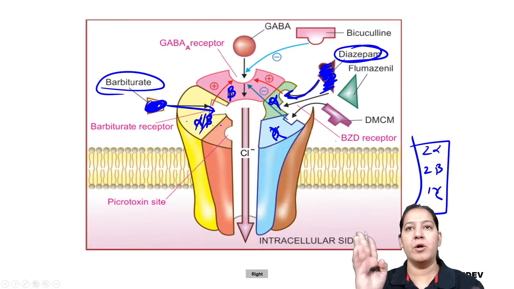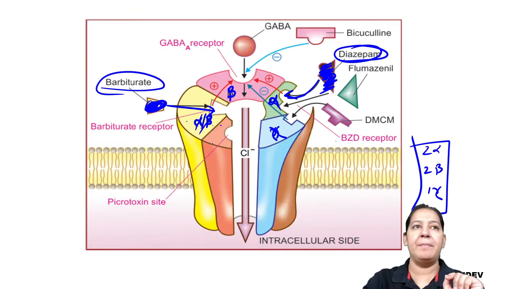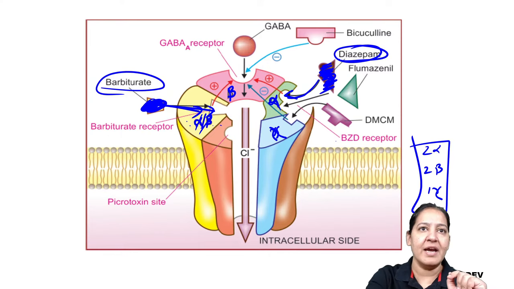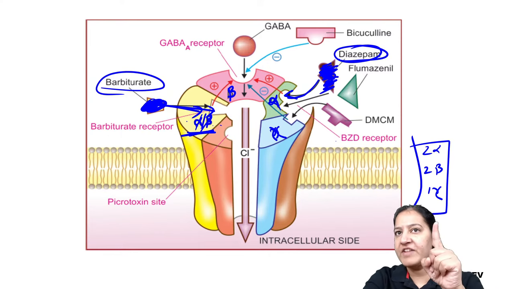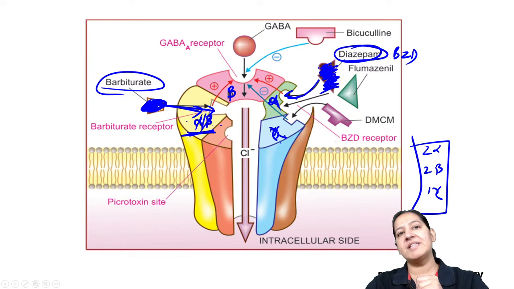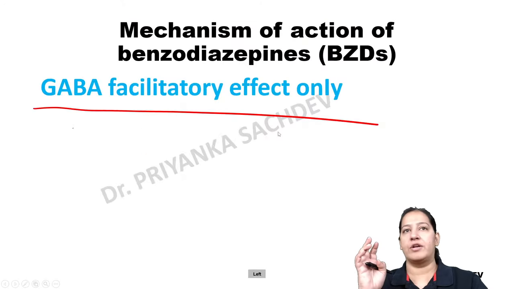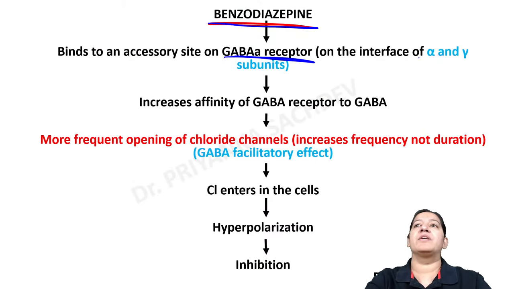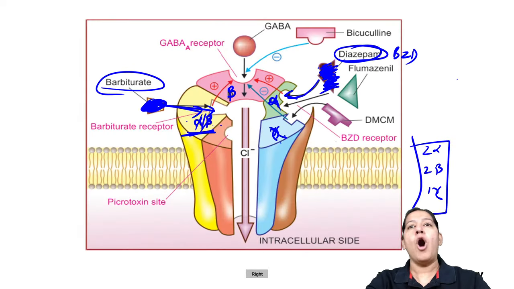It is visible in the diagram also, clearly visible. See, a tablet of barbiturate, where is it acting? Alpha beta junction. See, a tablet of diazepam, that is benzodiazepine. This is benzodiazepine, and it is acting on the alpha gamma junction. Give me a thumbs up. So it is acting on the alpha and gamma junction. There is an MCQ on this.